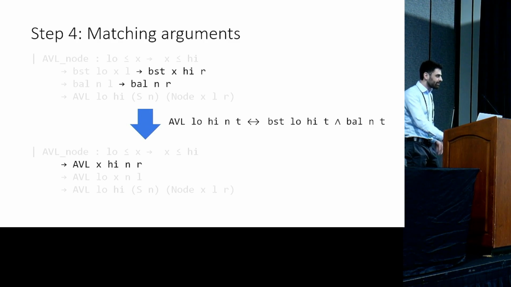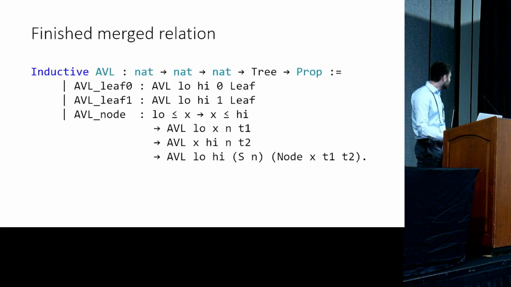And in the end, we end up with a constructor which is entirely recursive in the AVL type itself and makes no references back to the original BST and BAL types. So here's what it looks like if we apply that algorithm to all of the pairs of constructors in the original BST and BAL relations. We now have a merged type AVL.